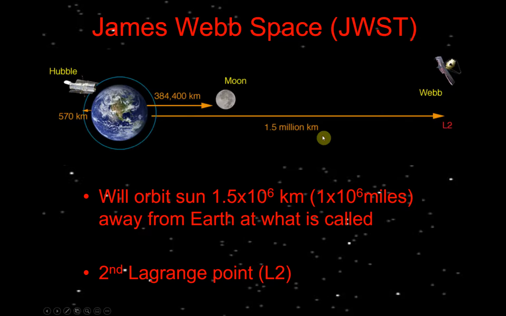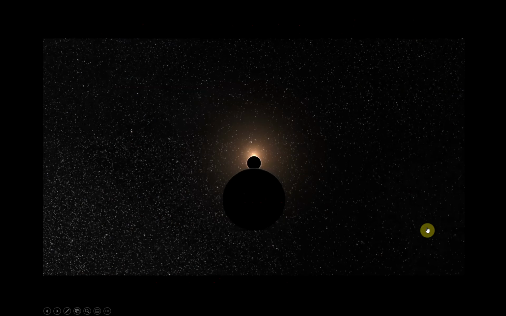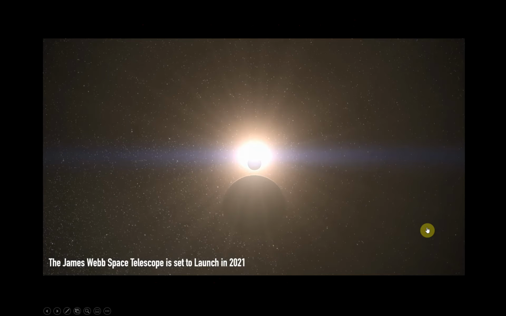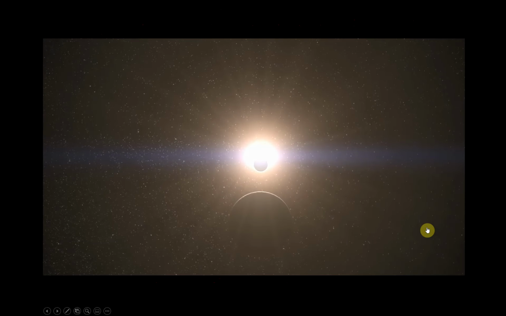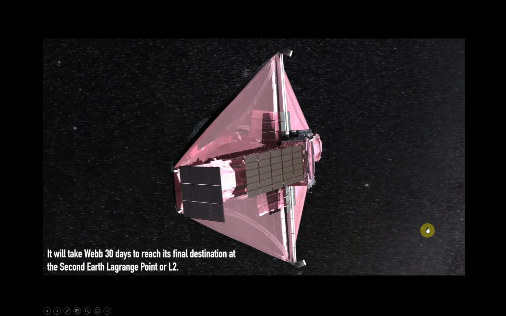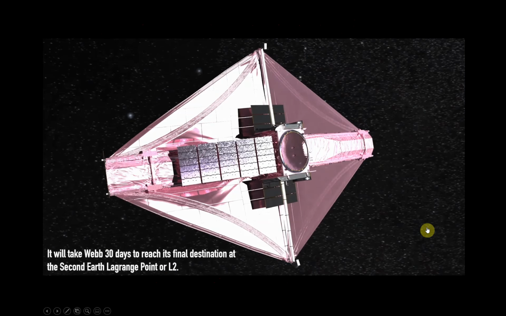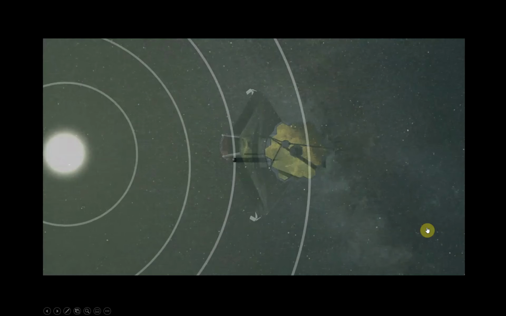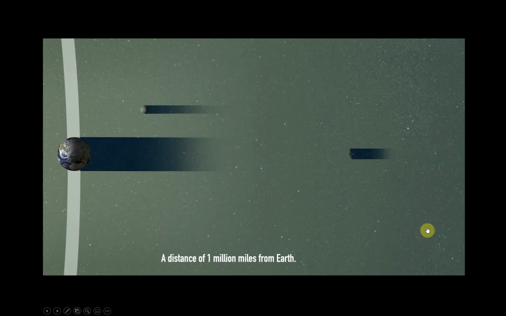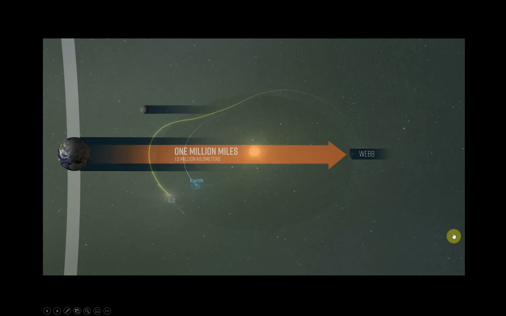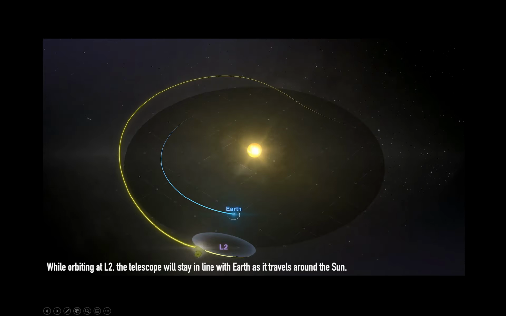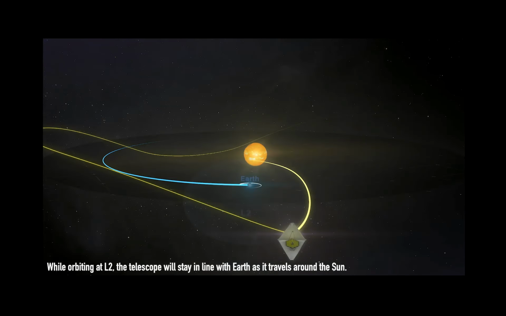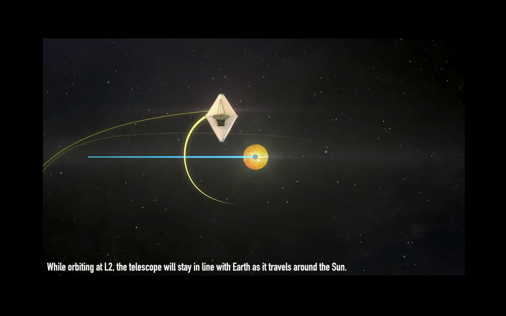Of course, there's a big disadvantage here. At 1.5 million kilometers, if something fails on this telescope, there's no mission to rescue it. If something fails, we will not be able to go and put this telescope back together and repair it. As you can see, its orbit will be quite odd.